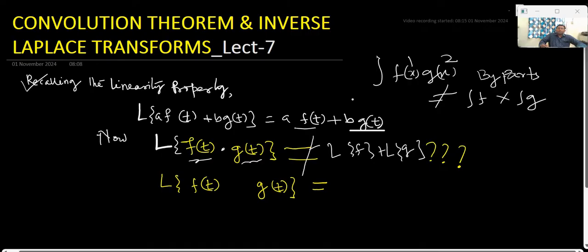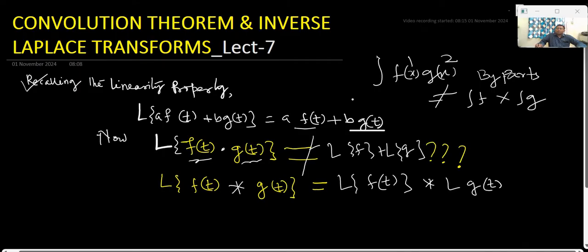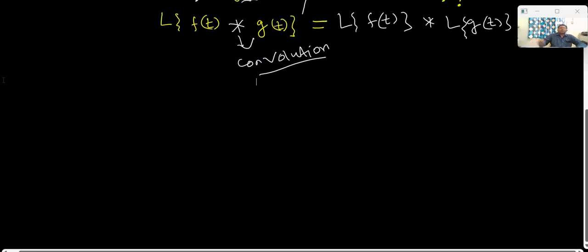To overcome this, we use the convolution. Then it is L of f(t) convolution g(t). So this symbol here is your convolution. So what is this convolution? Let us first study what convolution is. Now coming to the definition of convolution.